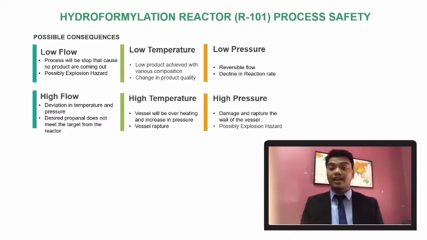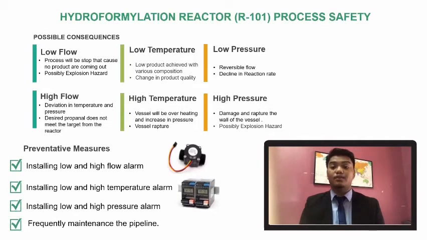So, if there is no flow, low temperature, low pressure, or even high flow, high temperature and high pressure in the reactor, the possible consequences are that the process will be stopped, causing no product to come out, the desired product propanol may not meet the target from the reactor, and it can cause an explosion. This can be prevented by installing low and high flow, temperature and pressure alarms and frequent maintenance of the pipeline.